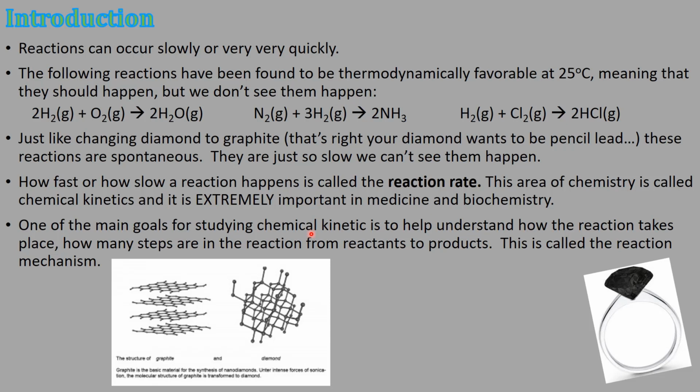And if the reaction happens slowly but it's favorable, then we would add something to it to make it happen faster. One of the main goals for studying kinetics is to help understand how the reaction takes place, how many steps occur when it's going from reactants to products, and that's called the reaction mechanism. We'll study reaction mechanisms at the end of this.